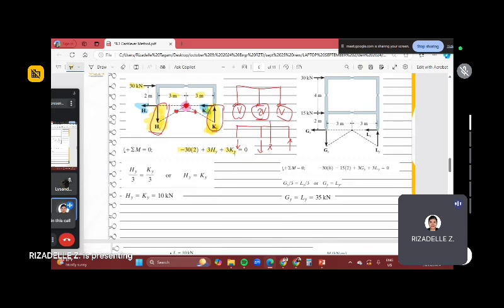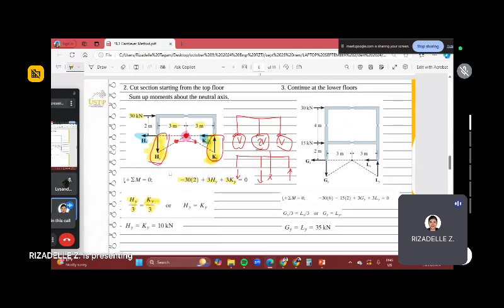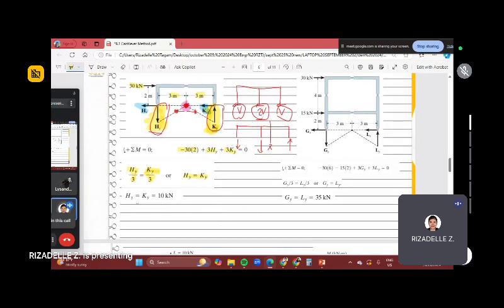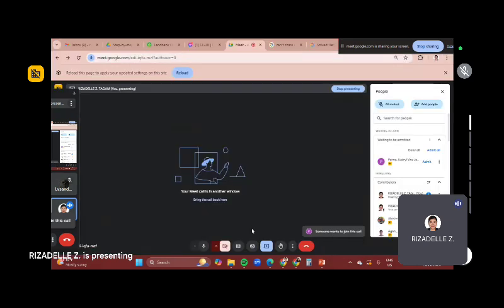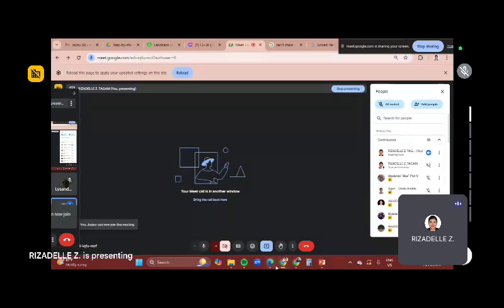Now, duha ang unknown, but we can apply the principle of ratio and proportion of proportionate triangle. So, imong tan-awon, they are similar triangles. So, they are equal. So, HY and HK are equal. That means HY and KY is equal to 10 kilos.